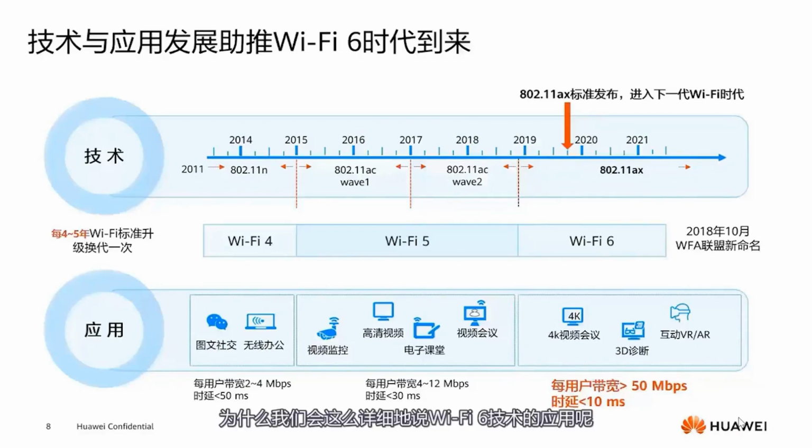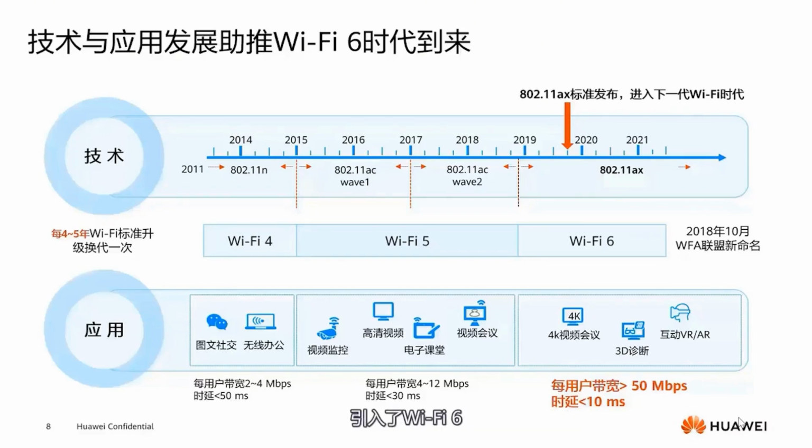So why do we talk in detail about the application of Wi-Fi 6 technology? Firstly, it's the significance brought by Wi-Fi 6. The Wi-Fi Alliance introduced a new naming in October 2018, introducing Wi-Fi 6, Wi-Fi 5, Wi-Fi 4, this industry naming. Every about 4 years, Wi-Fi standards will be updated. 802.11n corresponds to Wi-Fi 4, 802.11ac corresponds to Wi-Fi 5, and then Wi-Fi 6 is 802.11ax. These are the current mainstream 3 wireless standards.